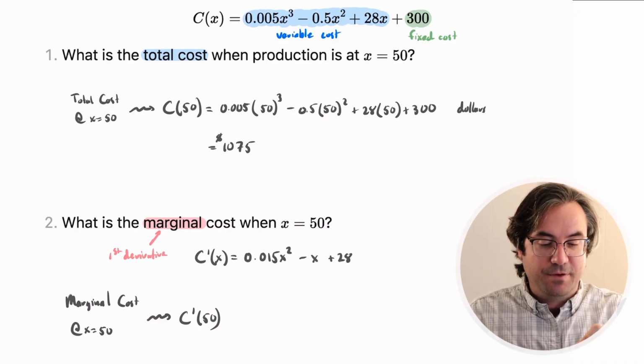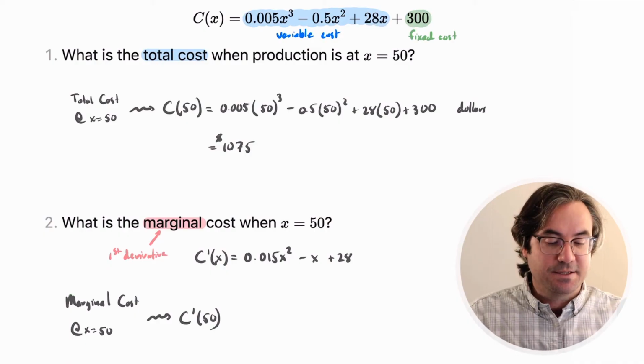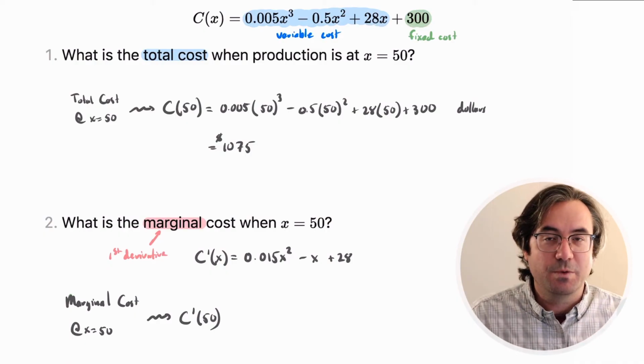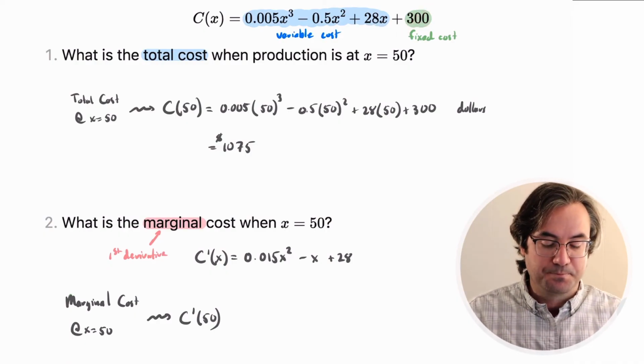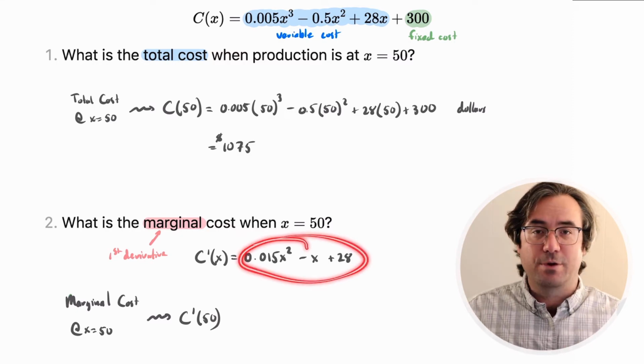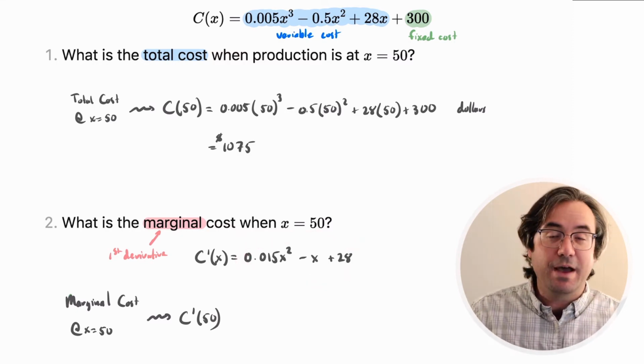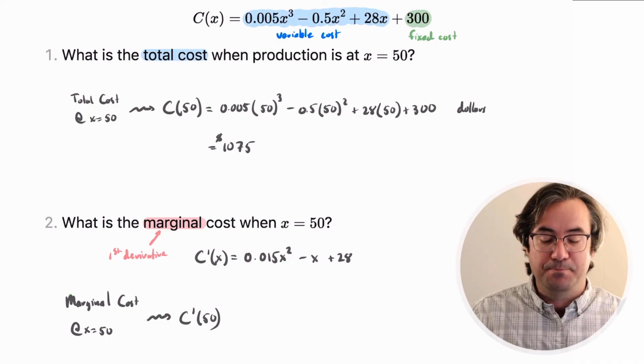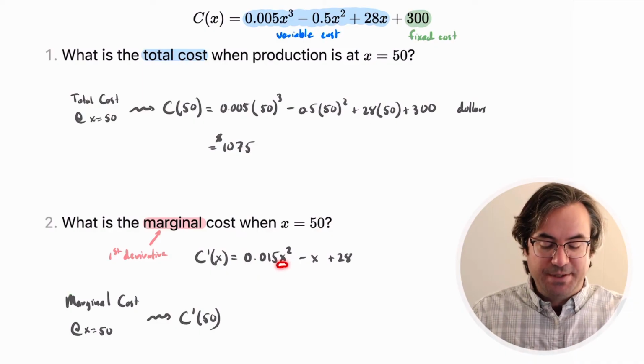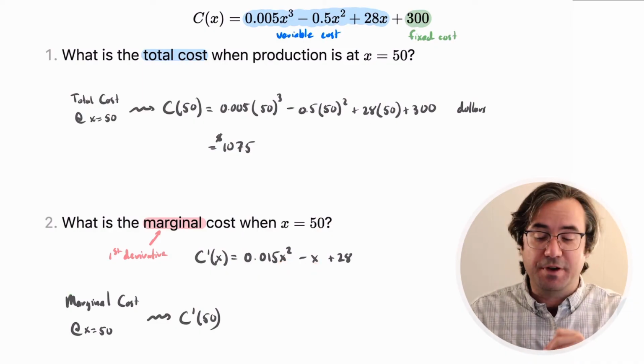And then the derivative of the next term is plus 28x. And then that fixed cost term, when we differentiate it, just goes to 0. All right, so we got our derivative. So now we want to evaluate this thing when x is 50. So wherever we see an x, we're going to replace it with 50.